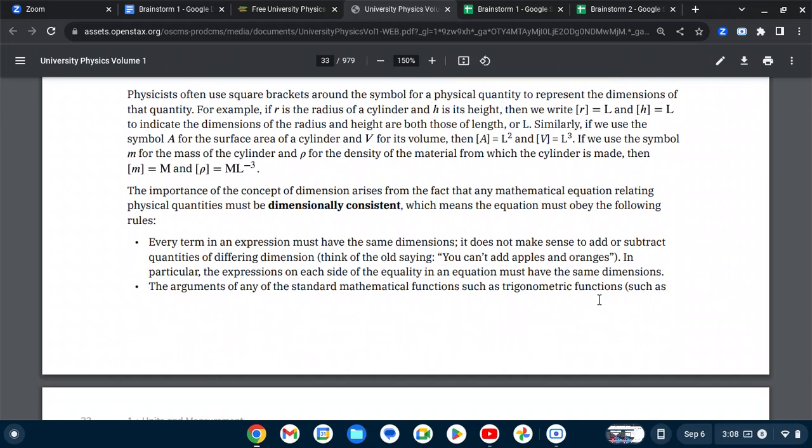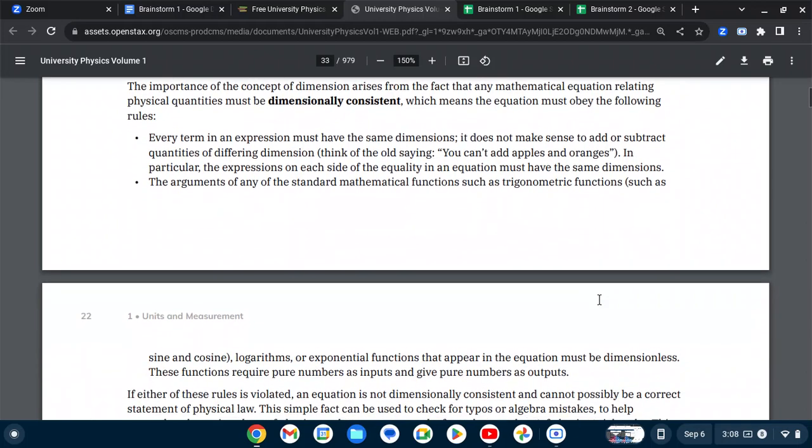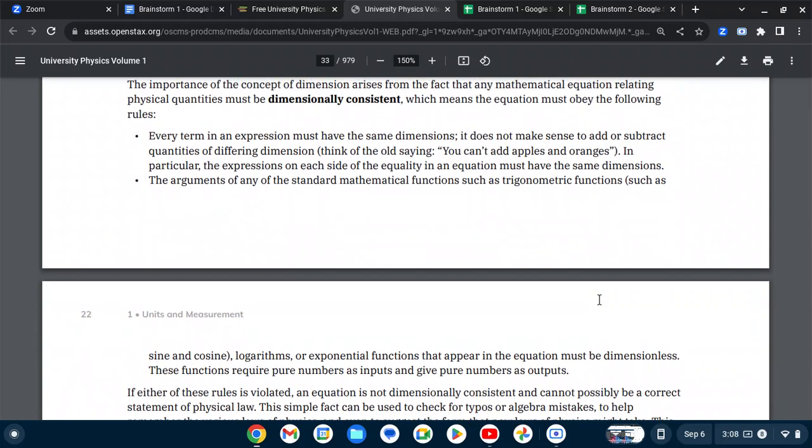If we use the symbol M for the mass of a cylinder and rho for the density of the material from which the cylinder is made, then [M] equals M and [rho] equals M L to the negative third. The importance of the concept of dimension arises from the fact that any mathematical equation relating physical quantities must be dimensionally consistent. This means that the equation must obey the following rules.